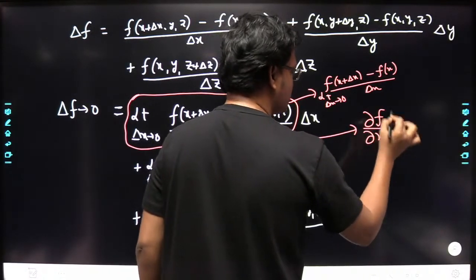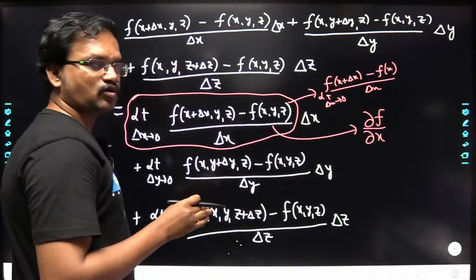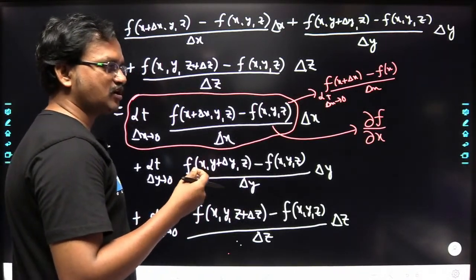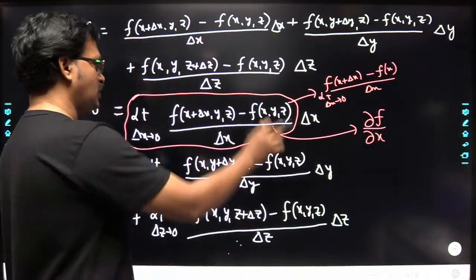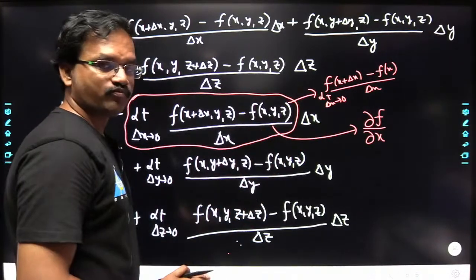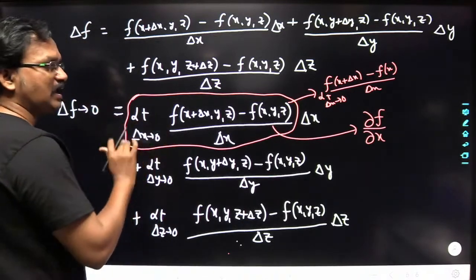Why am I using partial differentiation? Because f is not only a function of x, it is a function of more than one variable, and hence I am representing with partial differentiation. So this can be represented as simply dou f by dou x. And here I said limit delta x tends to 0.